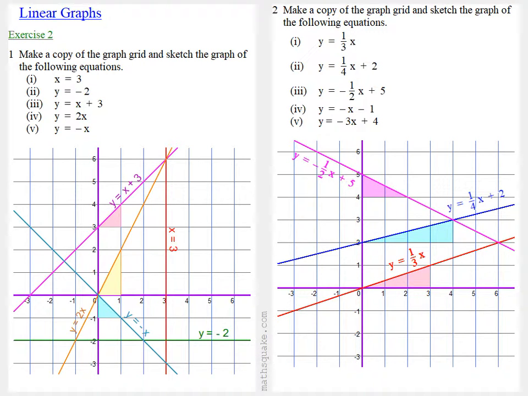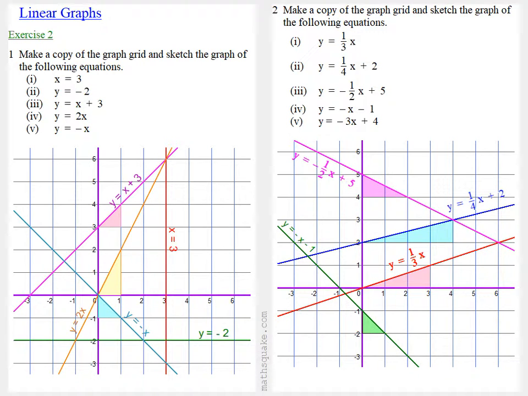In question 4, the equation is y equals -x minus 1. So that crosses the y-axis at -1 and has a gradient of -1. So we need to draw a triangle sloping down with height 1 and base 1, and then we can draw the line going down the hypotenuse of the triangle.